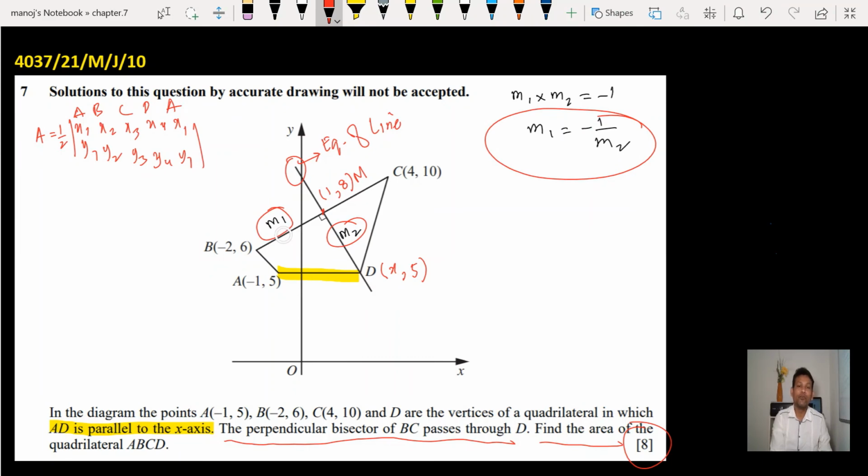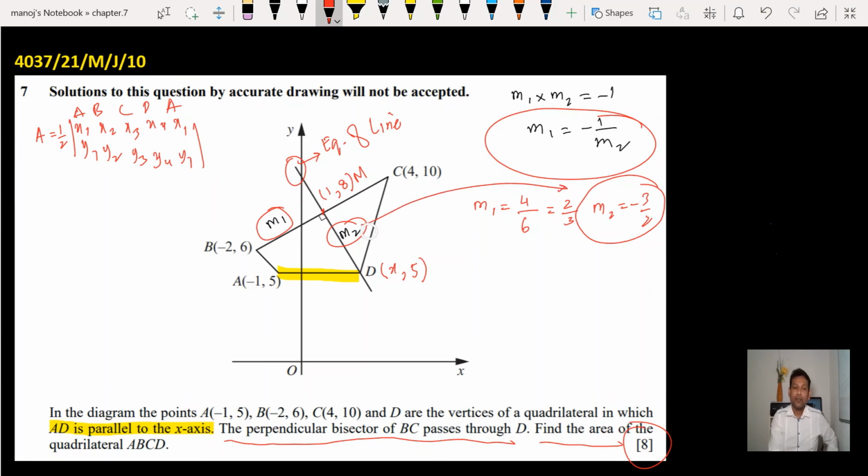Step number 1, we have to find the gradient of BC. The gradient M1 is 10 minus 6 is 4, divided by 4 minus 2, sorry, 4 minus minus 2 is plus 2, is 6, so 4 upon 6 is 2 upon 3. So it means M2 is coming minus 3 upon 2. We know the gradient now. Gradient is done.